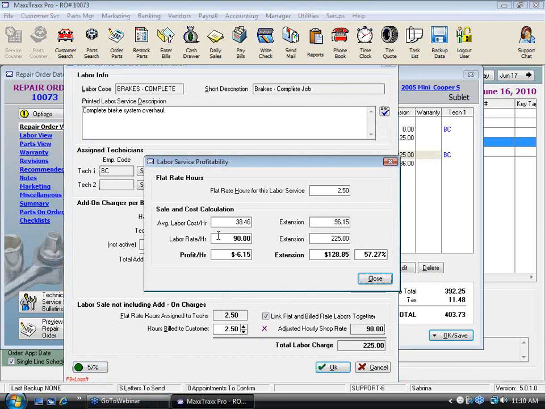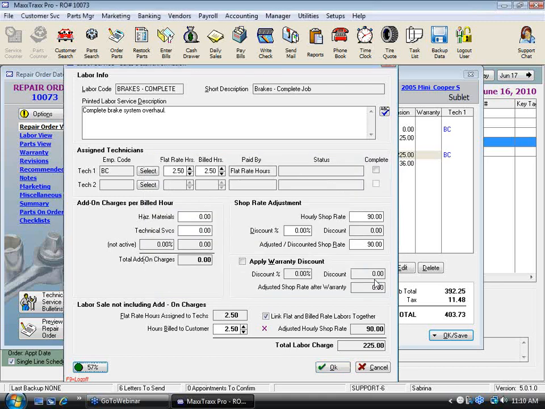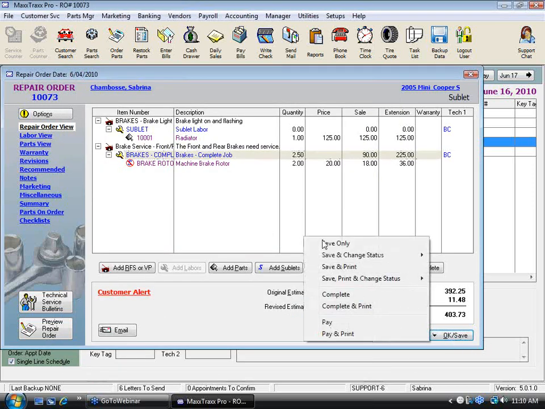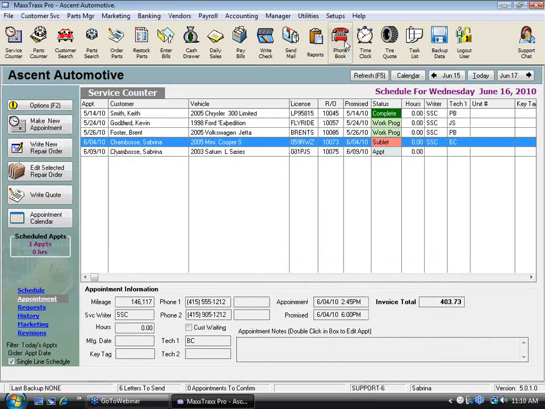Like I said, I can't pull that one up, but if I click on it, you can see 2.5 hours for this job, average labor cost per hour, and here's our labor rate. And this is our overall profitability. So we know that we're hitting our profit target, okay? So that's what it looks like. So how do we get these numbers to show up?